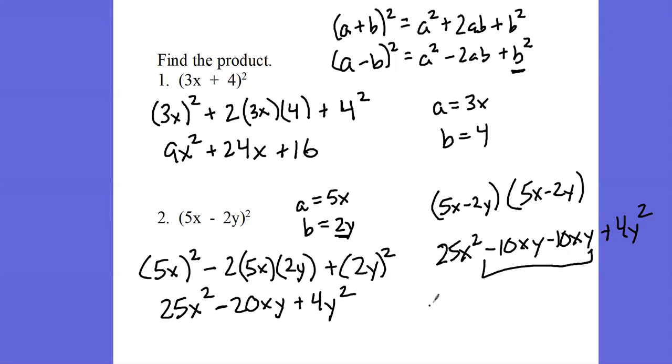These are like terms. Final answer, 25x squared minus 20xy plus 4y squared. Exactly the same thing that I got just by using the formula.